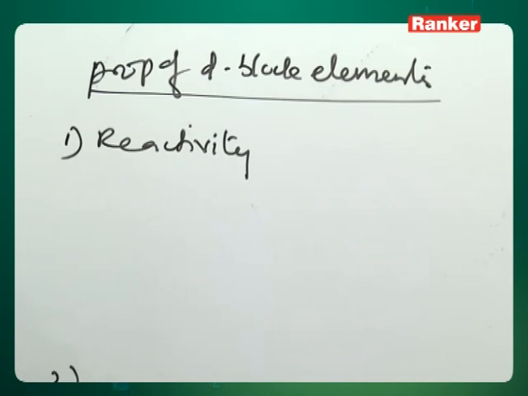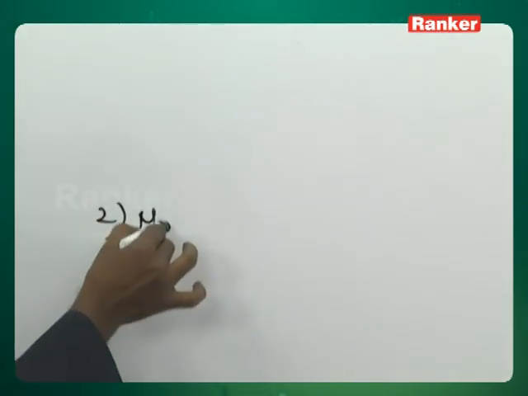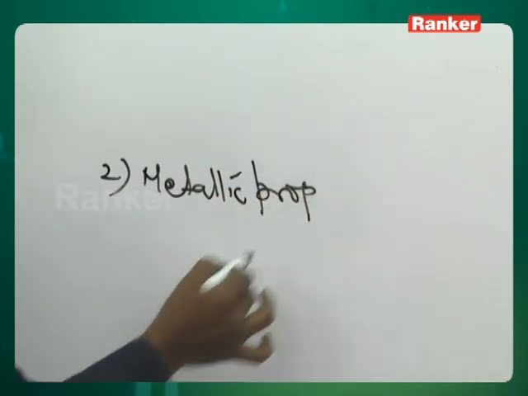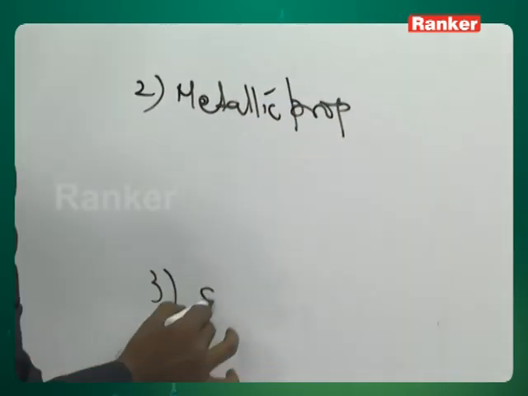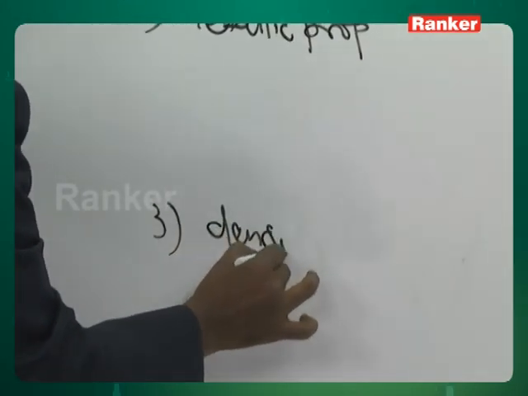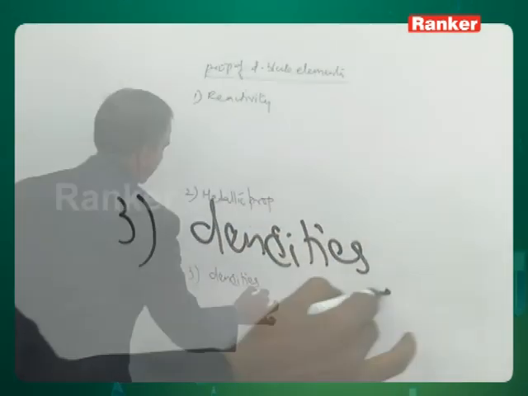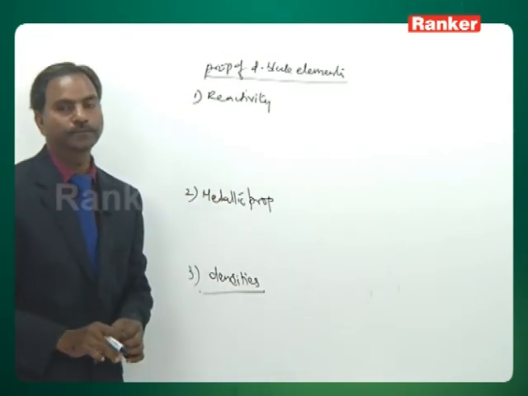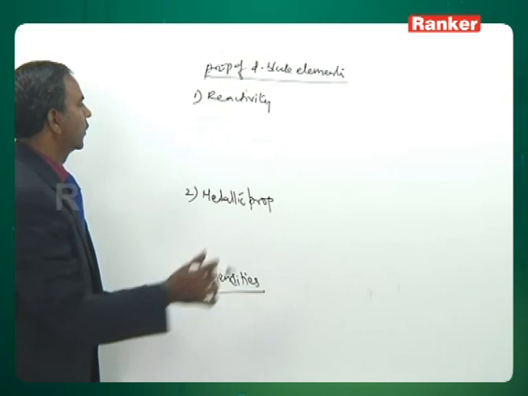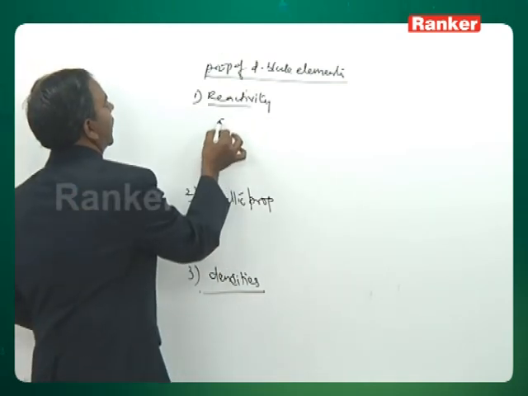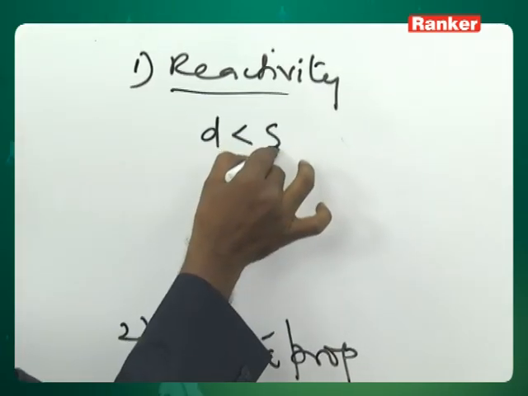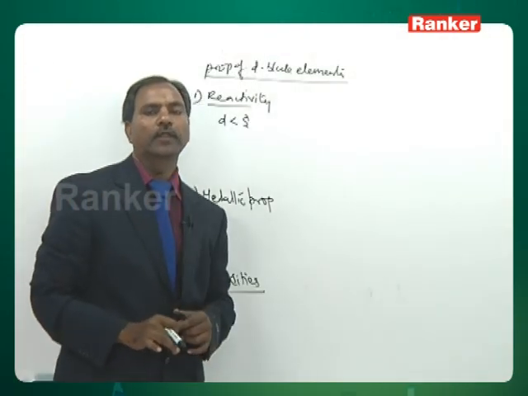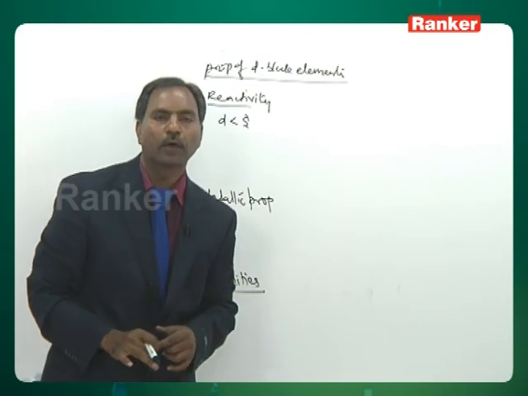Second, metallic property. Third one, densities. Let us discuss all of these, first reactivity. The reactivity of d block elements is less in comparison to s block elements.